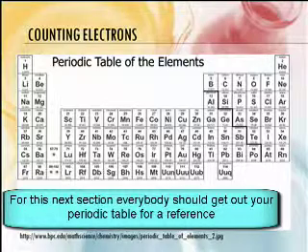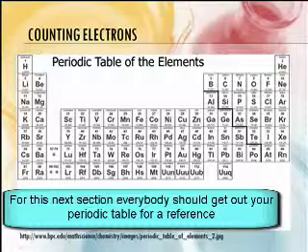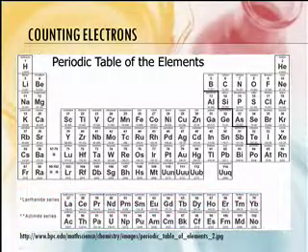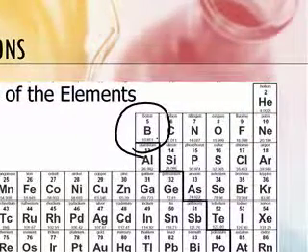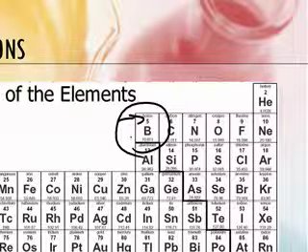Now, how do we count electrons? So let's learn how to count. If I've got the periodic table, everybody, if you do not have your periodic table, you should get your periodic table out, and we'll see if we can figure out how many electrons. So let's take boron right here. Boron is element number 5. That's atomic number 5. That means it has 5 protons.